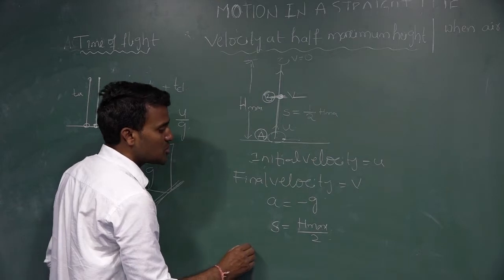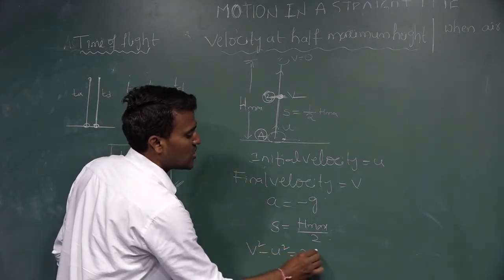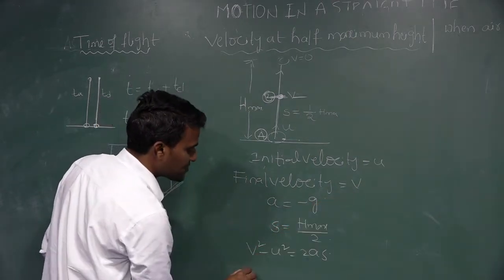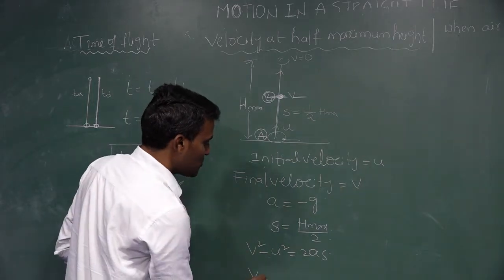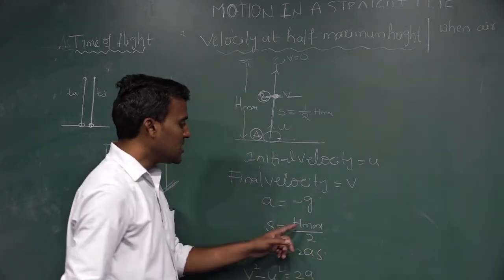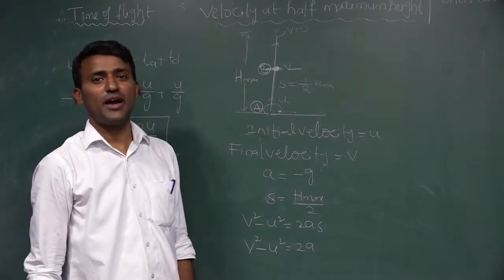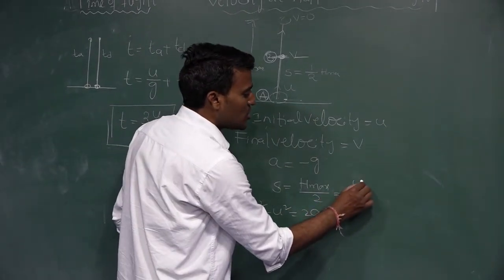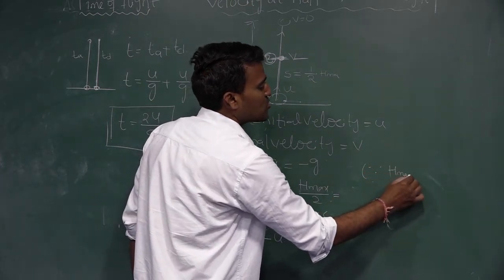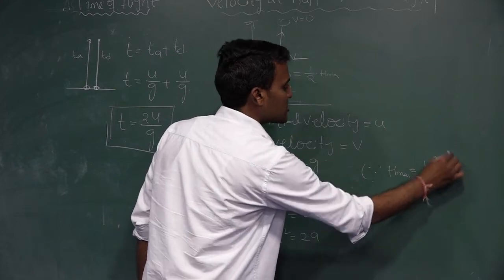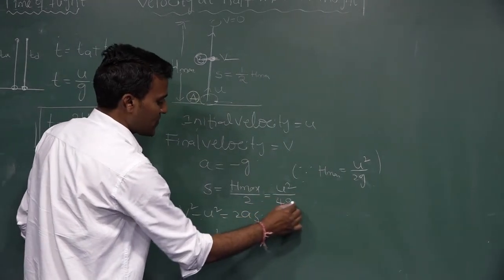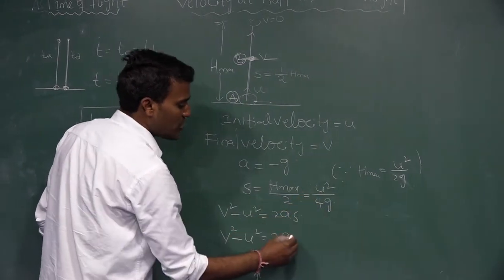Substitute those values in the equation. v square minus u square is equal to 2as. Final velocity is v, and u is the initial velocity. And here, H maximum we calculated: H maximum is equal to u square by 2g. Can you remember? Just now we calculated H maximum is equal to u square by 2g. Substitute in this situation: u square by 2g into 2 is 4g. So s is equal to u square by 4g.